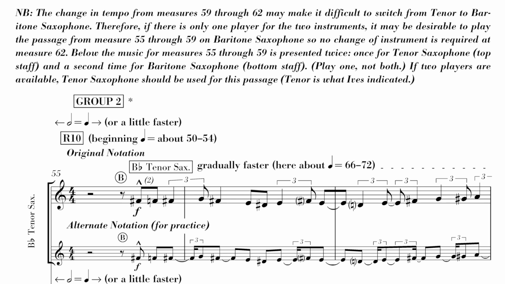I write, "The change in tempo from measure 59 through 62 may make it difficult to switch from tenor to baritone saxophone. Therefore, if there is only one player for the two instruments, it may be desirable to play the passage from measure 55 through 59 on baritone saxophone, so no change of instrument is required at measure 62. Below, the music for measures 55 through 59 is presented twice, once for tenor saxophone, top staff, and a second time for baritone saxophone, bottom staff. Play one, not both. If two players are available, tenor saxophone should be used for this passage." Tenor is what Ives indicated.